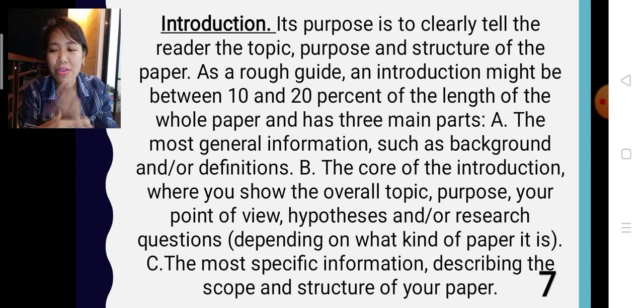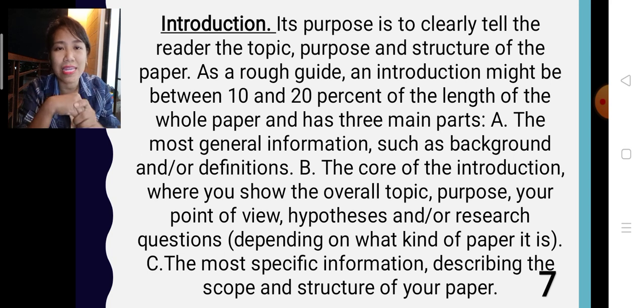So, halimbawa ngayon, we are facing the pandemic, which is the COVID-19. So, you have to gather data. So, what is COVID-19? Kailan siya nag-start? Kailan siya, saan siya nagmula? So, dapat alam natin yon.